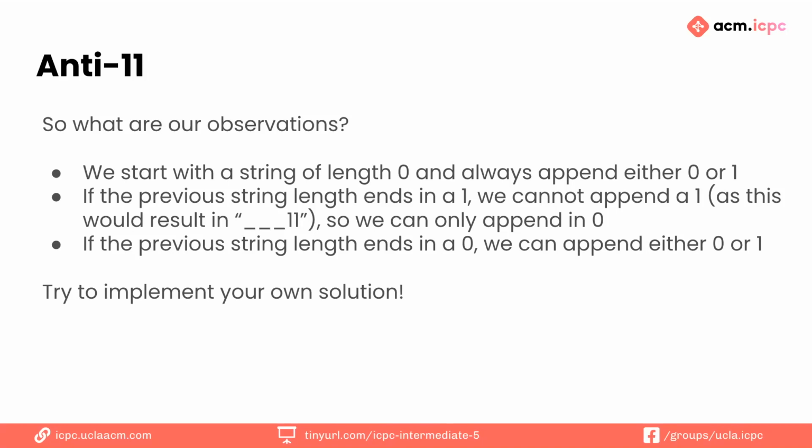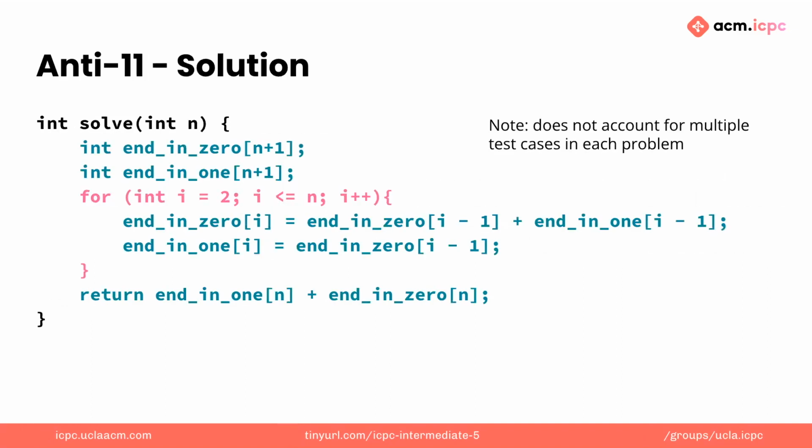So you can keep track of how many valid strings there are that end in a 0, and how many valid strings end in a 1. And then using this, you can use recursion to get your final answer. So here's what a solution would look like.